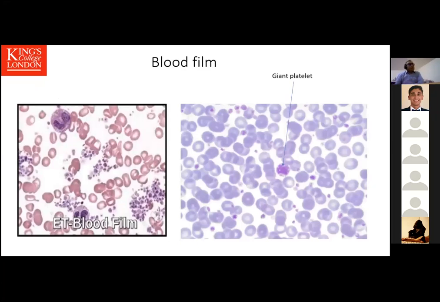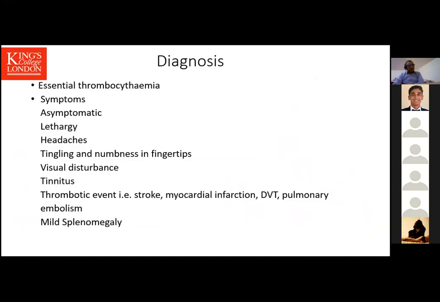So what is happening here in the blood film? There are bunches and groups of these tiny platelets everywhere, right? So many platelets. And then we have got, what is this? This looks like a red cell, but it is actually a giant platelet. Yeah, and again, lots of platelets around. So giant platelets is a hallmark of essential thrombocythemia or a high degree of platelet count. So what's the diagnosis? Essential thrombocythemia.